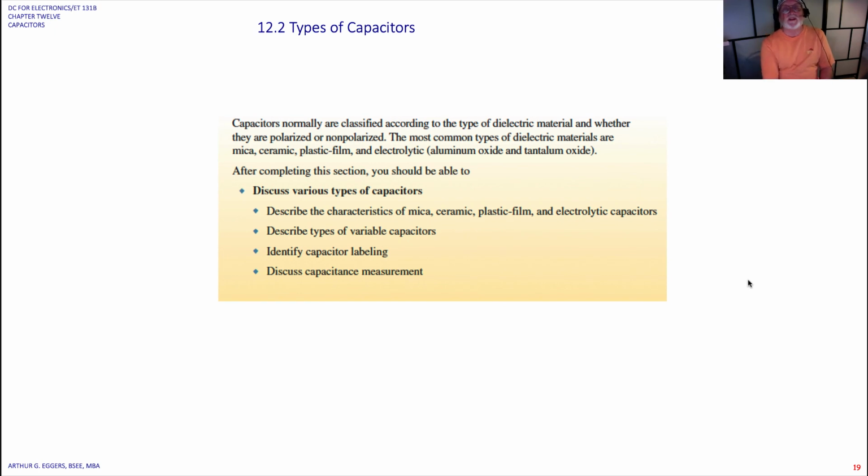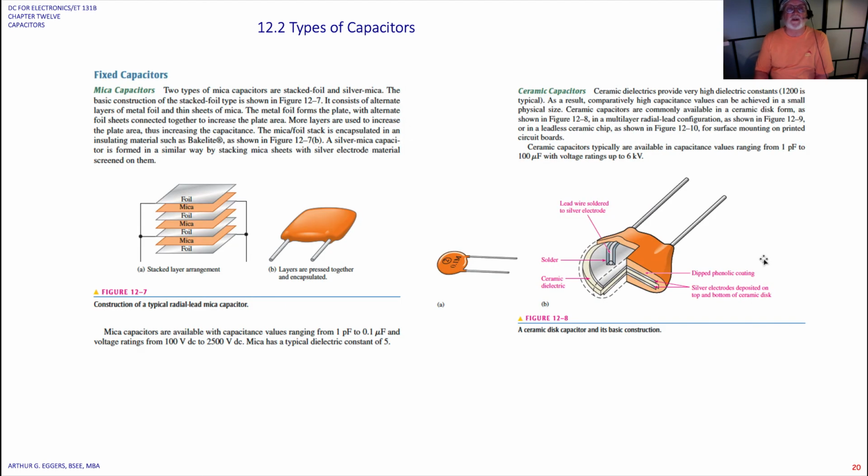So when we come back, we're going to take a look at the various types of capacitors. Capacitors are normally classified according to their dielectric material and whether they're polarized or non-polarized. That's something you'll have to keep track of. The most common types of dielectric materials: mica, ceramic, plastic film, and electrolytic, which is an aluminum oxide and tantalum oxide. So we're going to look at how the capacitors are distinguished and characterized based upon the material that we find in our capacitors.